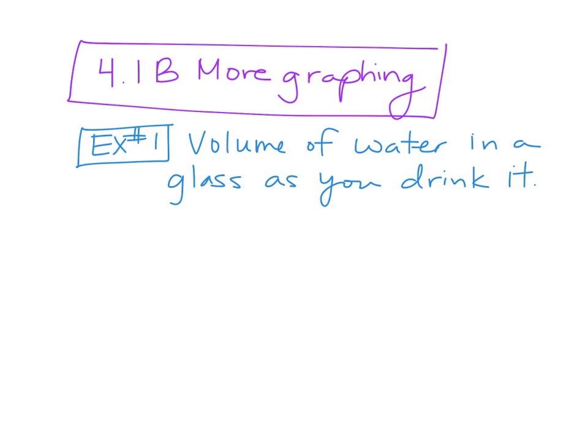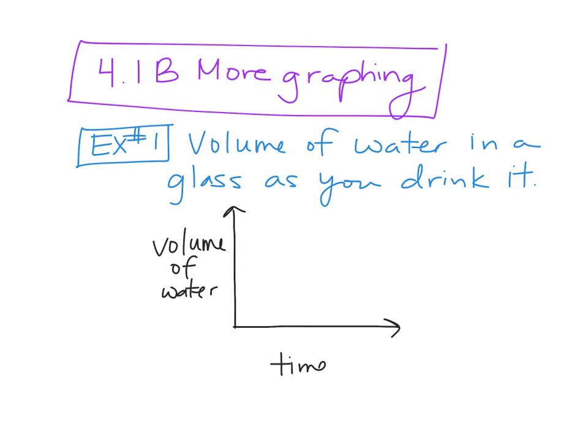Example 1. We are going to graph the volume of water in a glass as you drink it, okay? So my question, first of all, is what do you think your two variables should be here? Volume of water. We're going to put the volume here. And what else? Time. Yes. Okay, as you drink, right? Over time is basically what they're saying there.